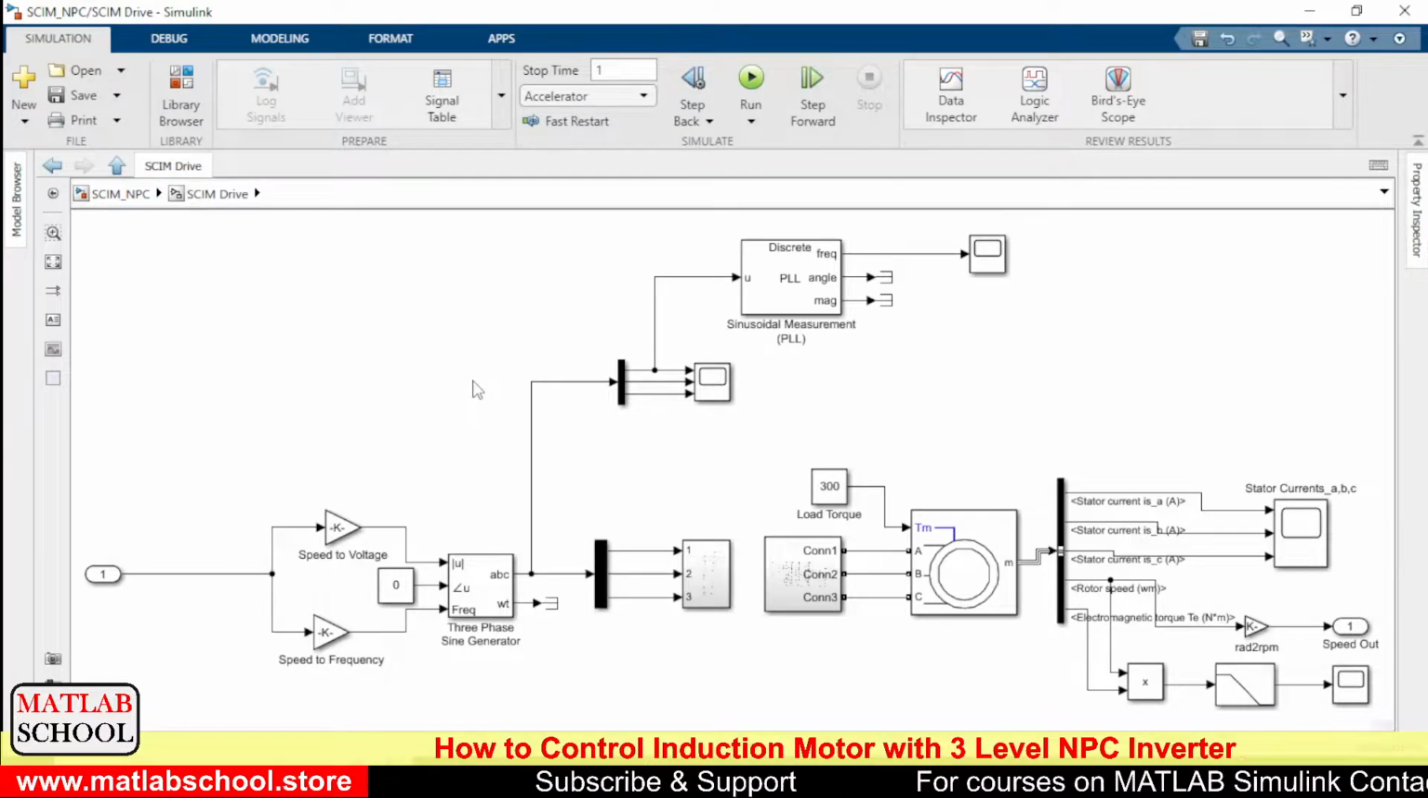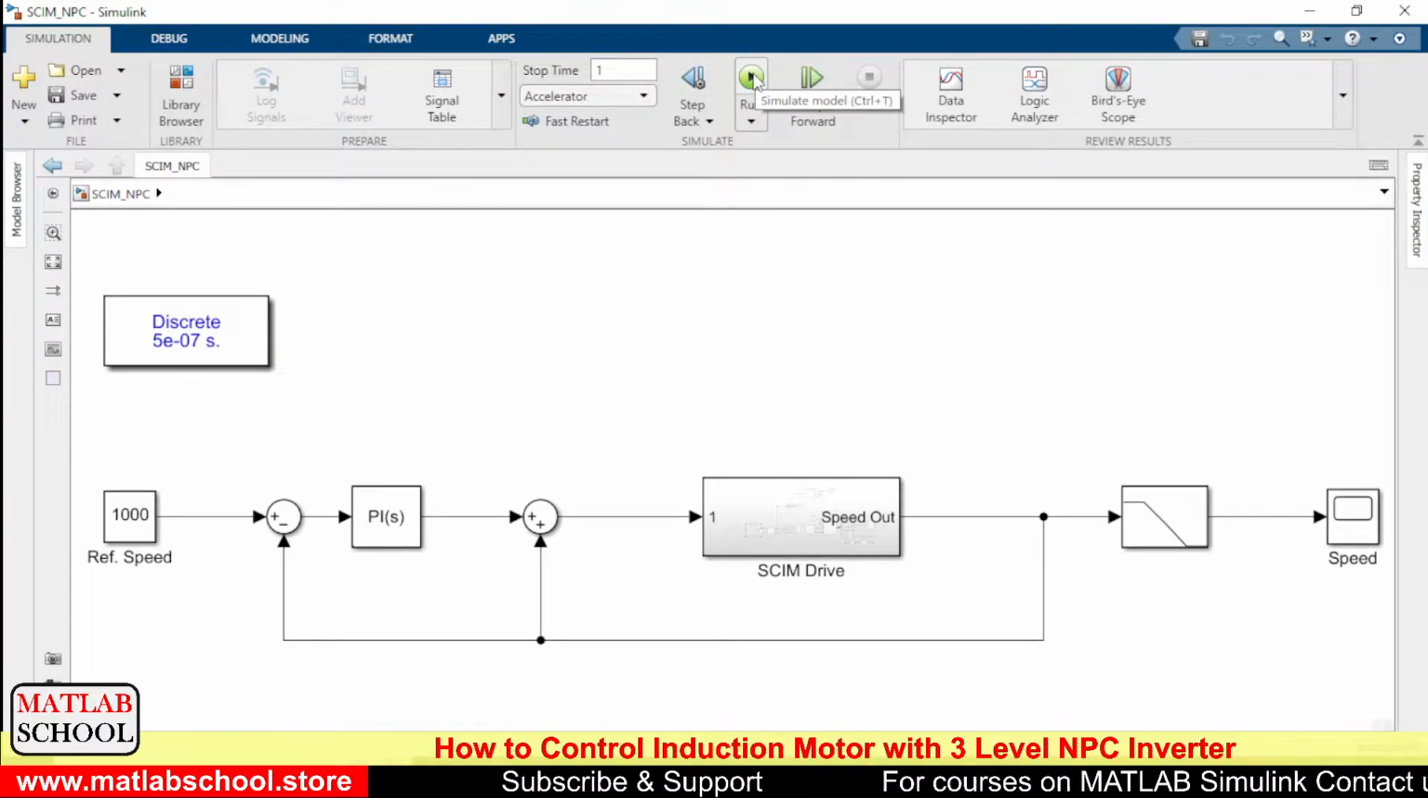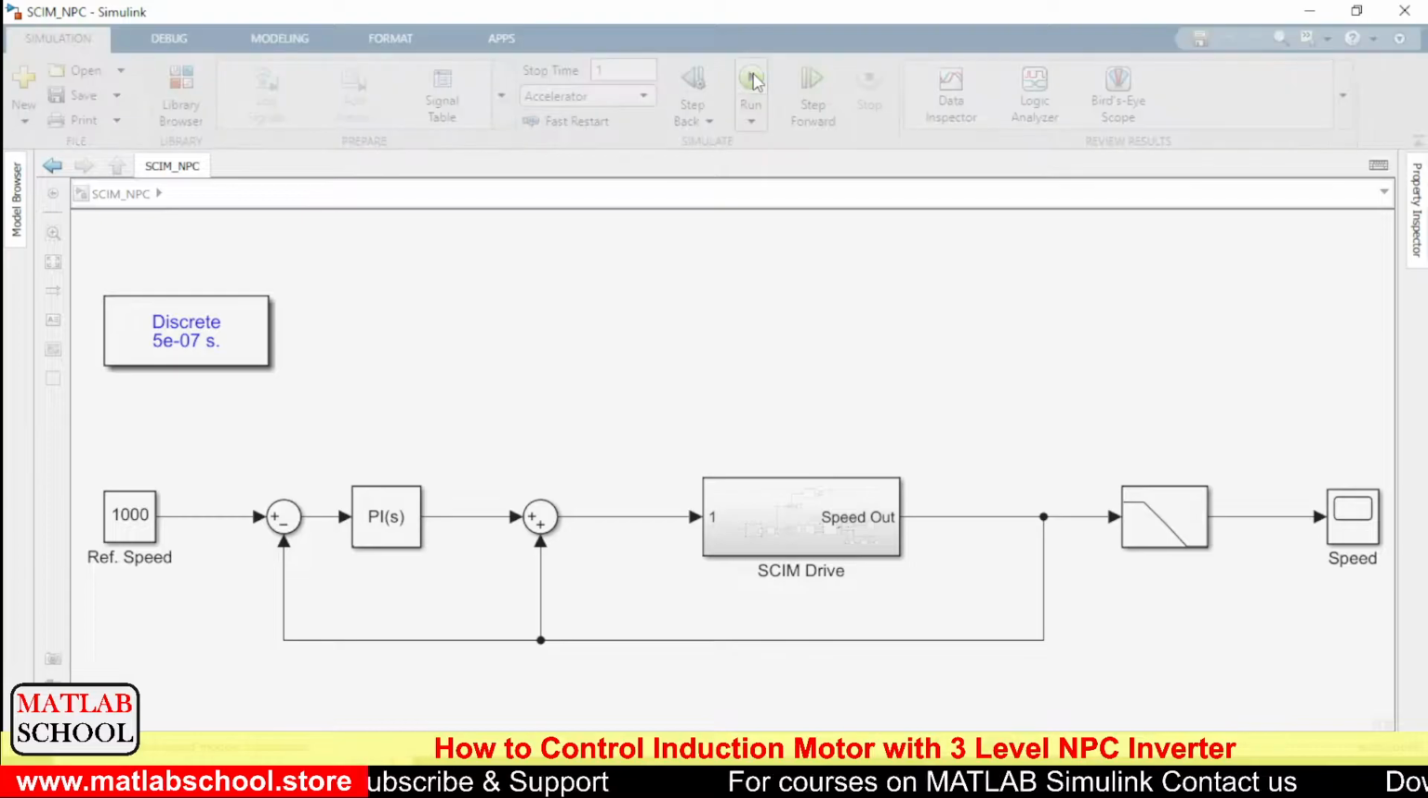What is happening here is the output speed of the induction motor is sensed and compared with the reference speed. The error will be given as input to this PI controller. Then this PI controller's output will be given to the next stage. The main thing here is we need to tune the PI controller. The gains of this PI controller play a vital role in stabilizing the output of this induction motor drive. Let us run the simulation.